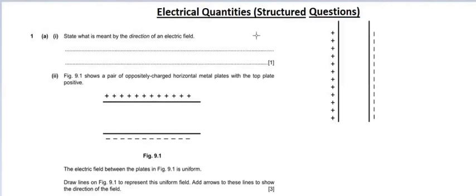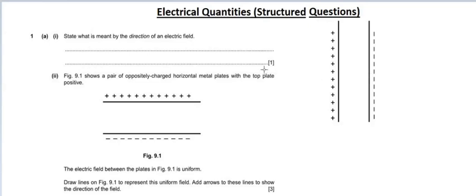Now we will see some structured questions. You can read here question number 1. State what is meant by the direction of the electric field. So this question is about the electric field. We know that the electric field is the field directed from the positive to the negative charge.